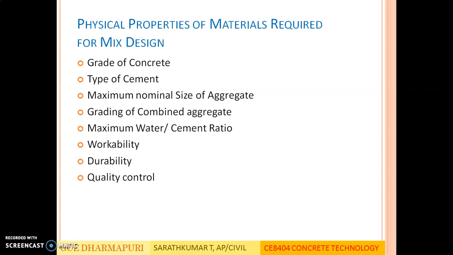So what are the physical properties of materials like cement, fine aggregate, coarse aggregate, admixtures, and water you require for doing the mix design? First you have to know what is the grade of concrete you need. Then type of cement, maximum nominal size of aggregate, grading of combined aggregate, maximum water to cement ratio, workability, durability, quality control. How much workability is needed? How long do you want the structure to withstand? What is the quality control you can achieve at this site? So these are the properties you have to know before you work out the mix design.